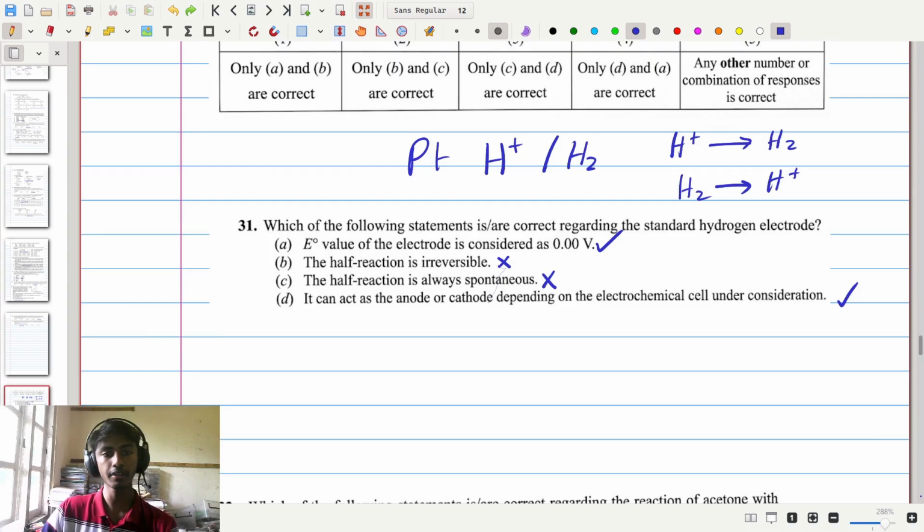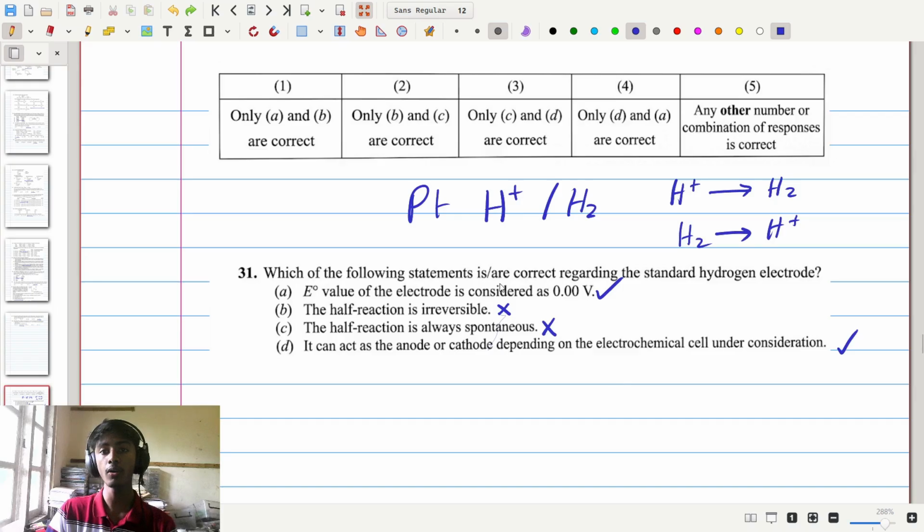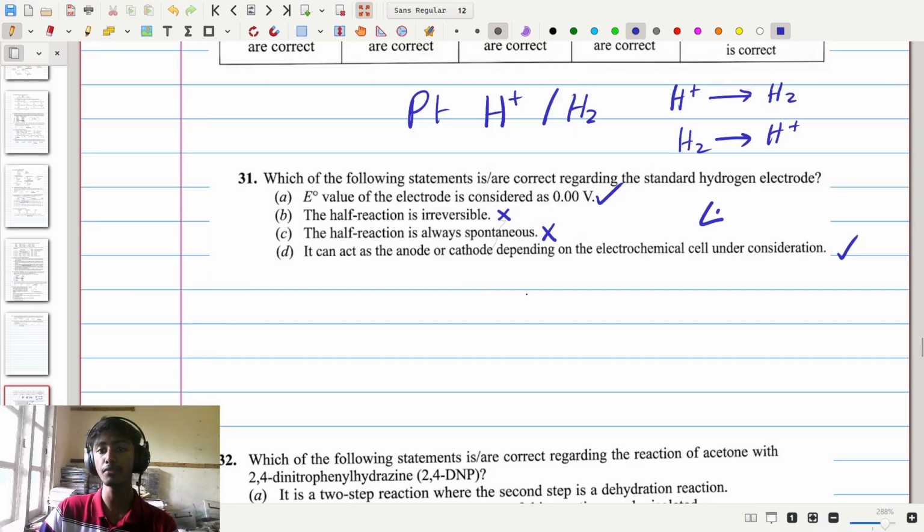Now according to that, since only A and D are correct, if you look at our answer key, we can see only A and D are correct corresponds to answer number 4. So the answer for question number 31 is answer number 4.